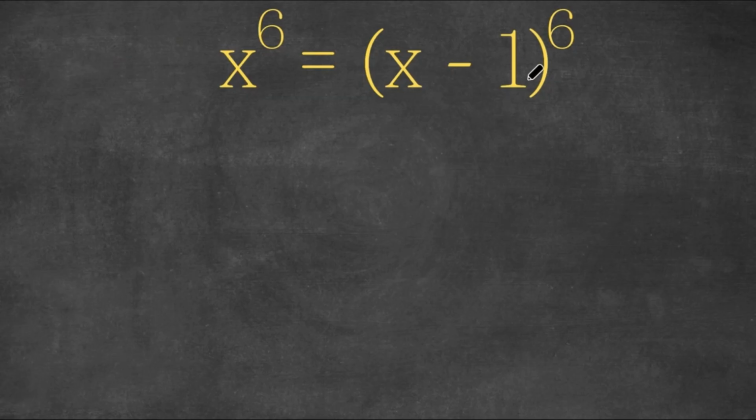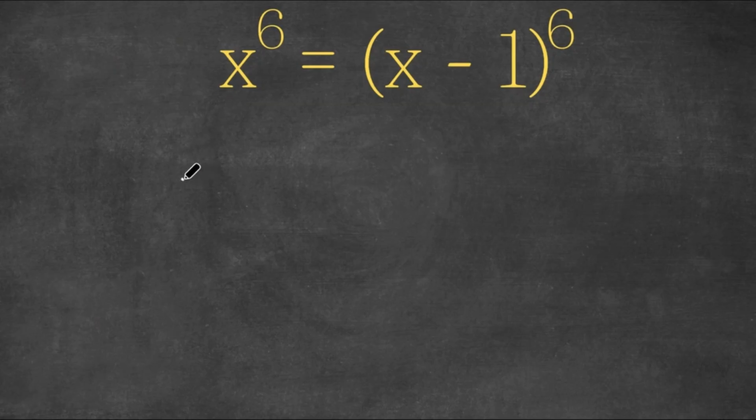In today's video, I'm going to be going over a nice algebraic equation. So right here we have our equation, x to the power of 6 equals x minus 1 to the power of 6. And if you notice, both sides of the equation are to the power of 6. So to simplify this equation, why don't we find the sixth root of both sides? Then we can make it much simpler.